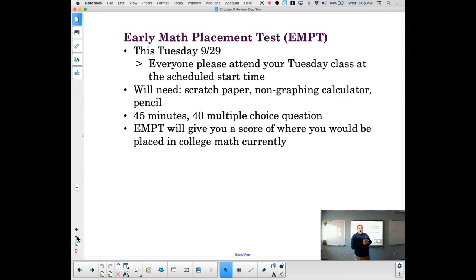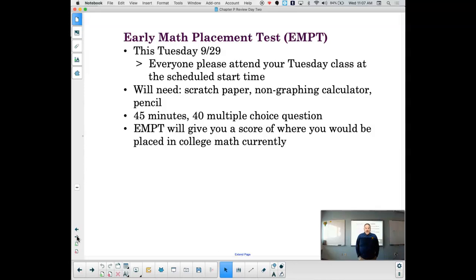Then the next announcement that I have for you is that next Tuesday, the next time that you have a live class, we are going to be taking the EMPT test. EMPT stands for Early Math Placement Test. We're going to be taking that in class on Tuesday the 29th. So what we're asking is that everybody attends at the beginning of the scheduled start time. It's not the half and half sections again. It's everybody's there at the start of that time.